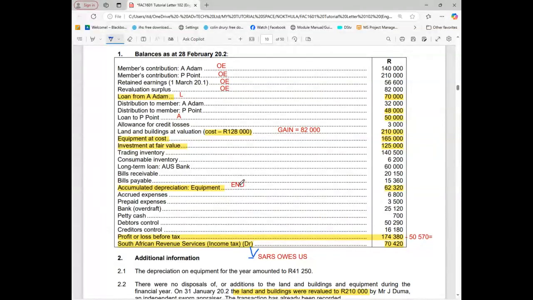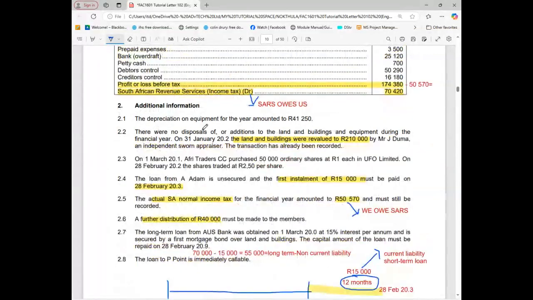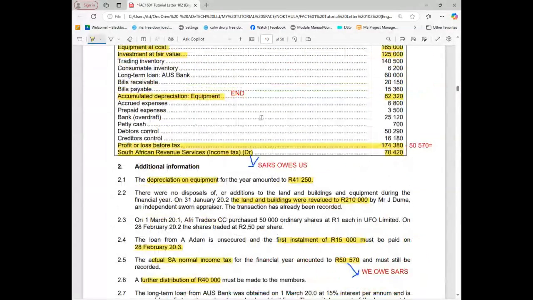If they don't say anything, we must go and check the information about depreciation. They said the depreciation on the equipment amounted to how much? 41,250. The fact that this accumulated depreciation is at the end means this 41,250 has already been added. I don't know if you understand me or not. The 41,000 is already added to that.